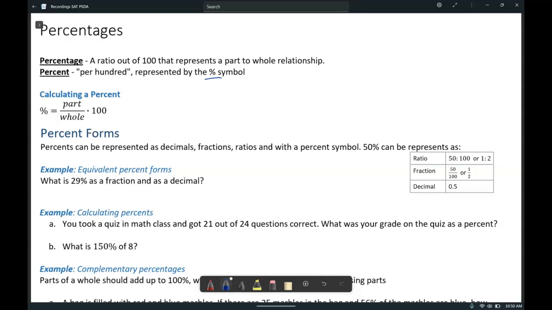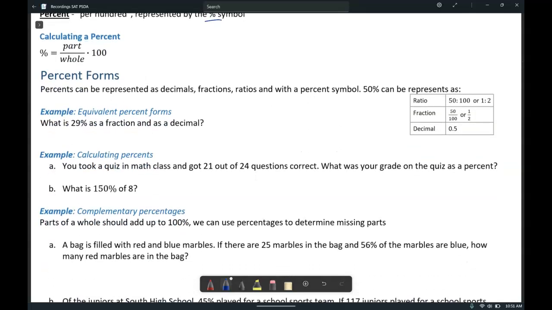So when we're calculating a percent, we just need to know what the part is and what the whole is. We can divide those and multiply it by 100 to get the percent notation. And if we don't multiply by 100, we have the decimal notation. Percents can be written as decimals, fractions, ratios, and with a percent symbol.